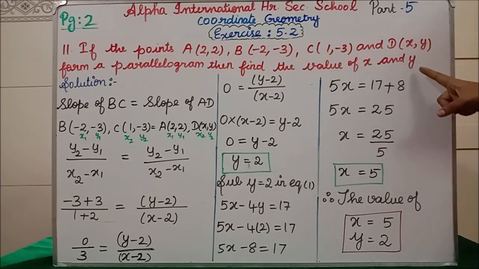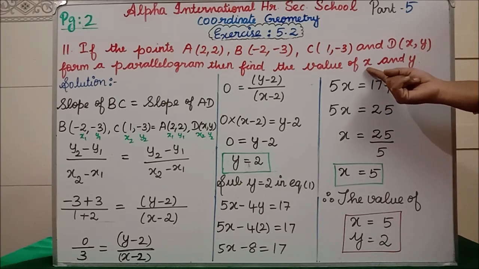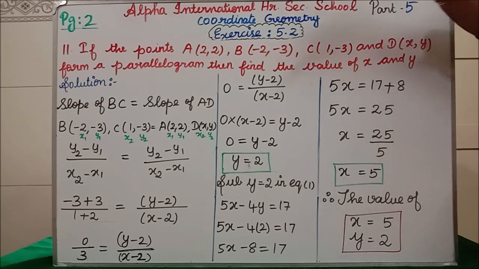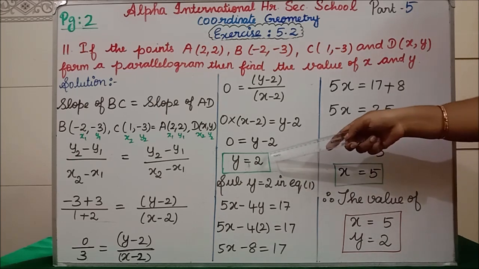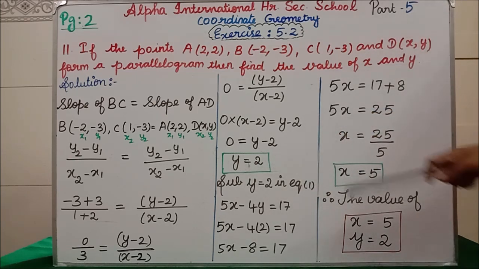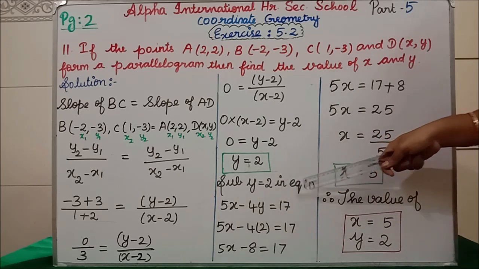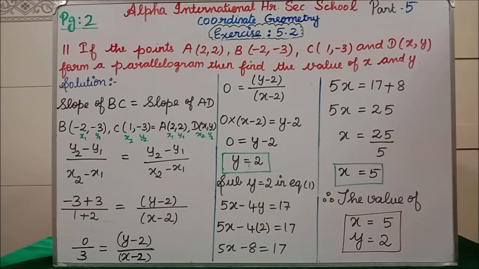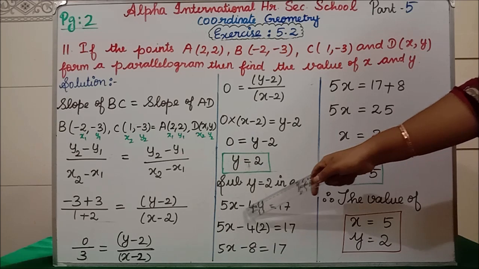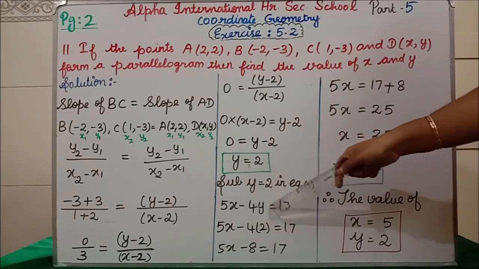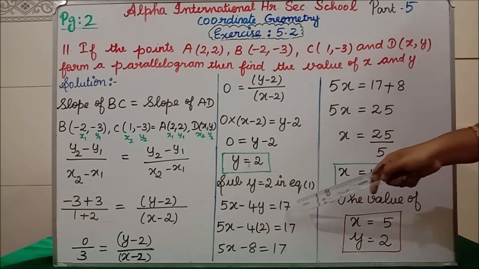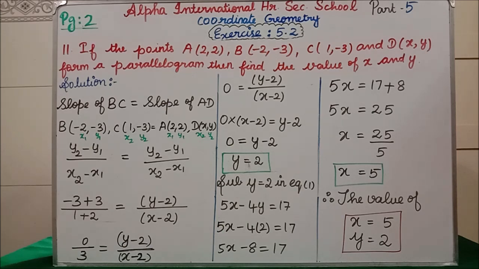One value we have found: y equals 2. We still have to find the x value, isn't it? So on page number 1 we have marked equation 1, isn't it? In that equation 1 we are going to substitute the y value. Substitute y equals 2 in equation 1. What is our equation 1? One more time I have written it. This is our equation 1: 5x minus 4y equals 17.